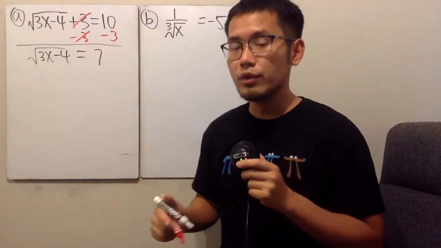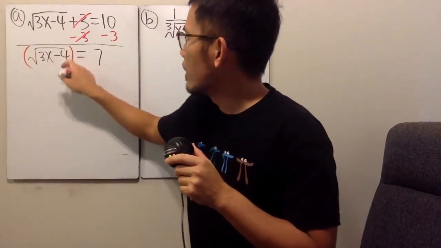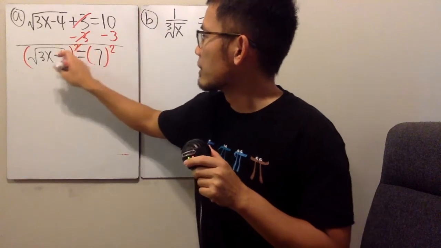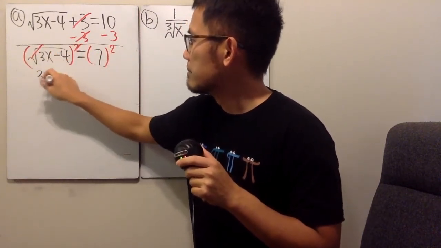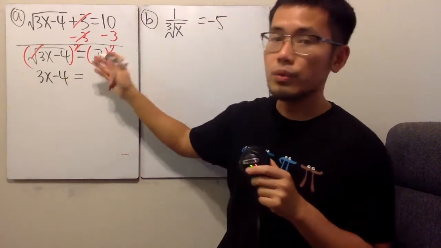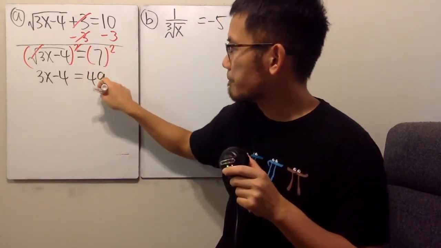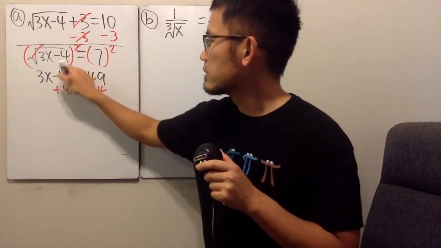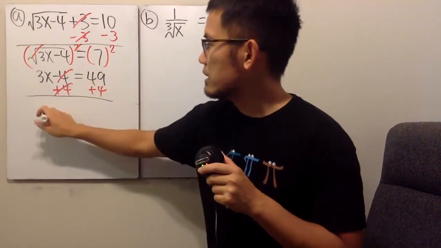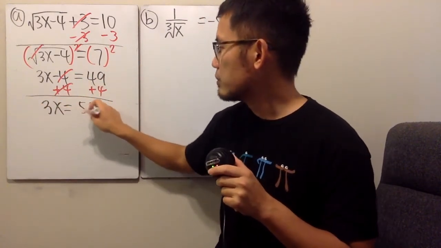And what do we do to get rid of the square root? Yes, square both sides, right? Go ahead, square both sides so that this and that will cancel. And we'll just have the inside, which is 3x minus 4, being equal to 7 to the second power, which is 49. From here, add the 4 on both sides so they cancel. Then we see 3x equals 49 plus 4, that's 53.